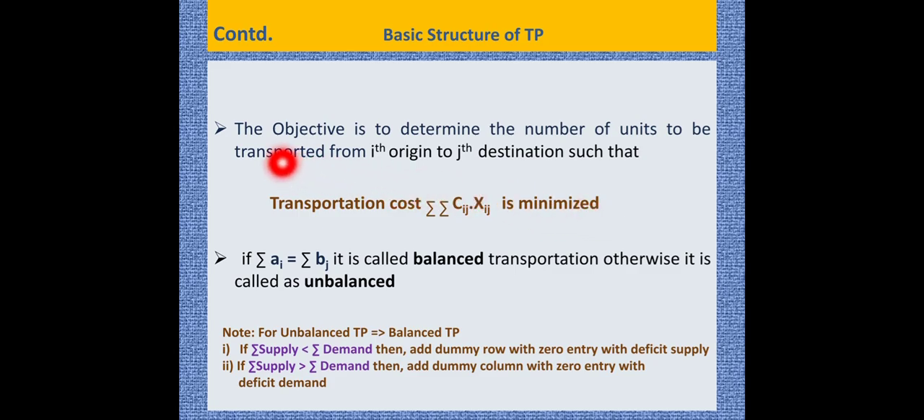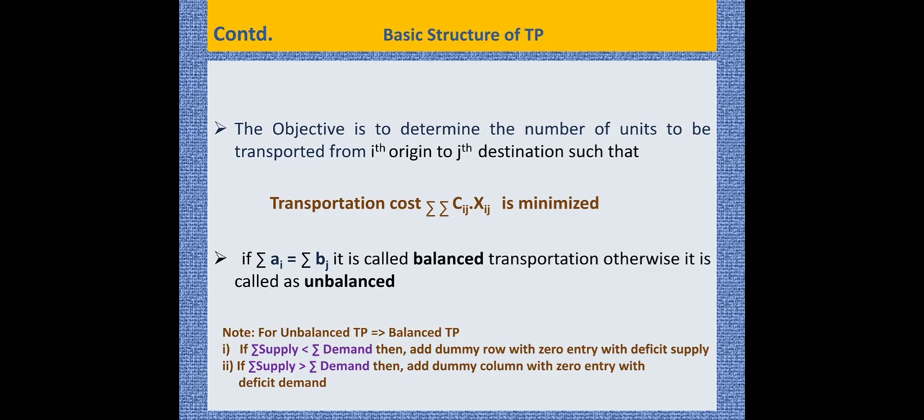The objective is to determine the number of units to be transported from ith origin to jth destination such that transportation cost, that is summation of Cij into Xij, is minimized. If summation of Ai is equal to summation of Bj, it is called balanced transportation. Otherwise, it is called as unbalanced. So we need to observe that I have written a note here.